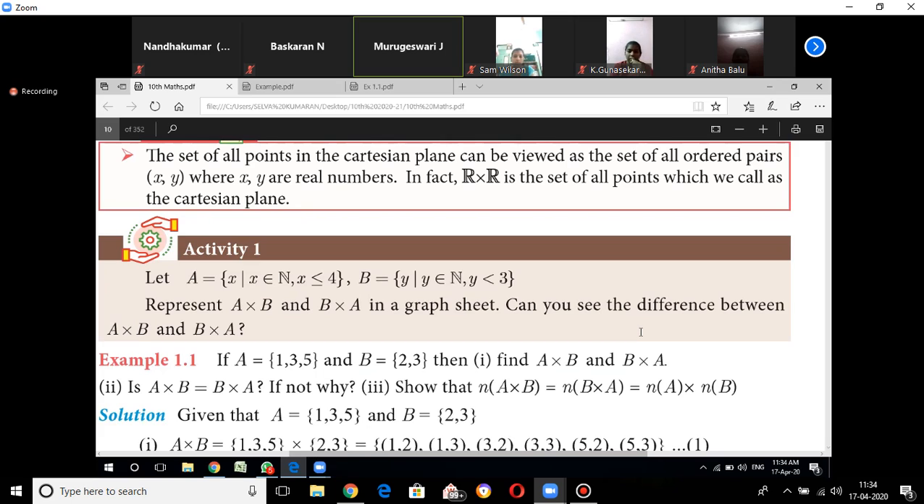And this activity is also the same, so this is also for your homework. A, B, these are all in what form? These are all in set builder form. So you can change that into roster form. After that, you can find A cross B and B cross A and plot them in the graph sheet. You analyze what is the difference between these two graphs. Okay, complete the activity and send it to me.